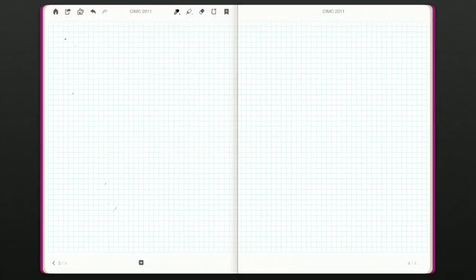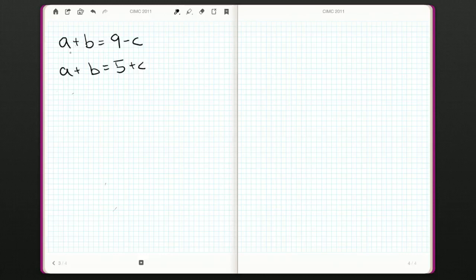Okay. So our first equation, a plus b is 9 minus c. But we also know a plus b is the same as 5 plus c. Since both of our expressions in terms of c, that is, the expressions on the right, are equal to the same expression, a plus b, on the left, that means that the 2 expressions on the right must also be equal.